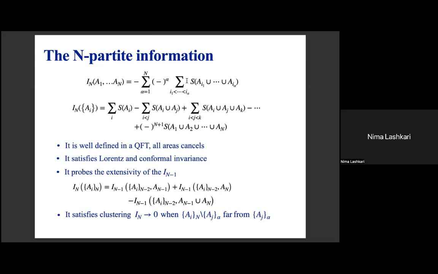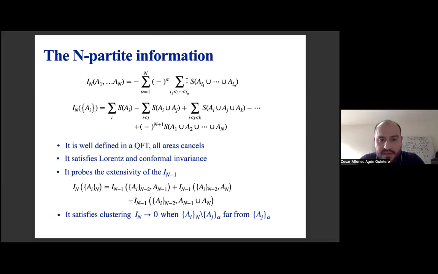What do you mean by saying that it's Lorentz and conformal invariant? It's just that for any set of regions that are related by a global conformal transformation or a Lorentz transformation, the n-partite information is the same in the ground state.